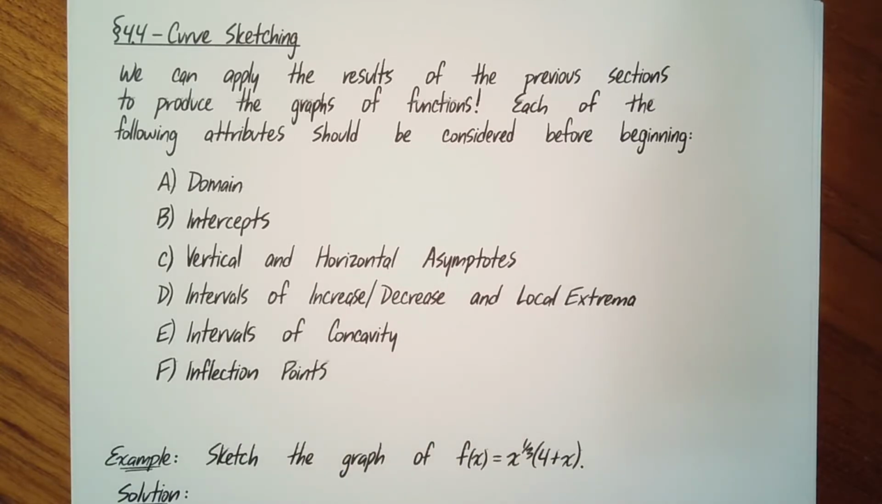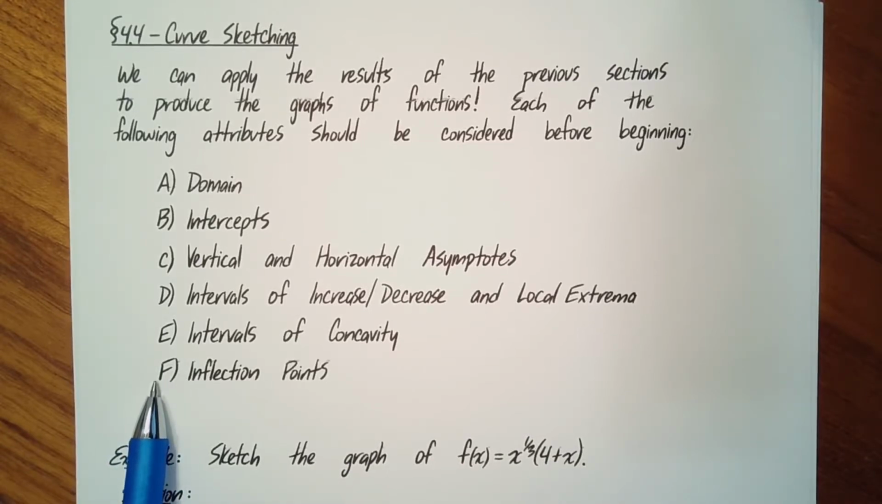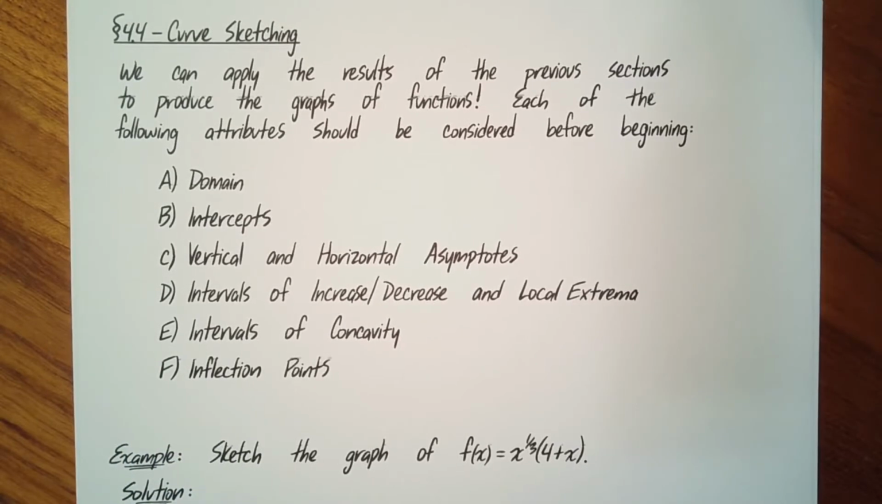And then finally, in doing part E, part F will be pretty much immediate because E and F kind of go together. Once you've found the intervals of concavity, you also want to identify any of your inflection points. So these are all the things we're going to study. And then after we have all that information, the idea is you put it together and you sketch a graph of the function. So that's where we're headed here.